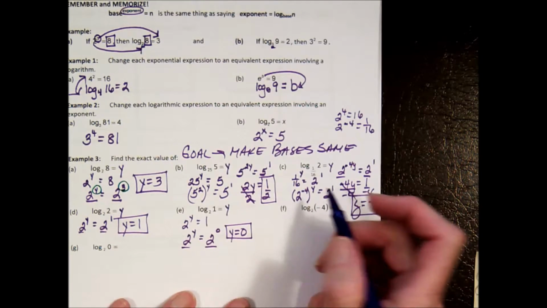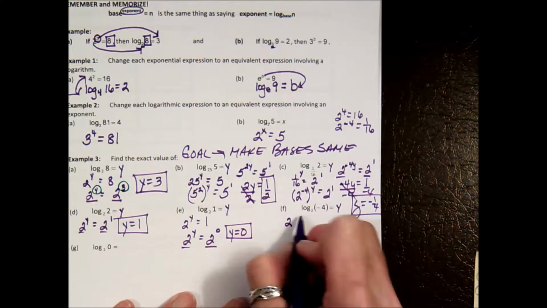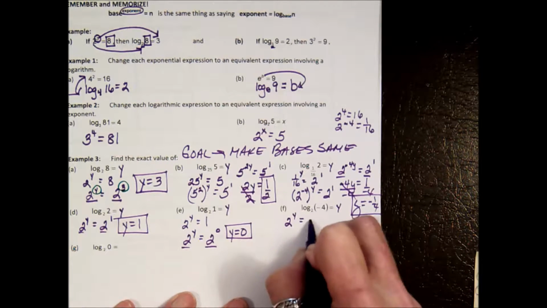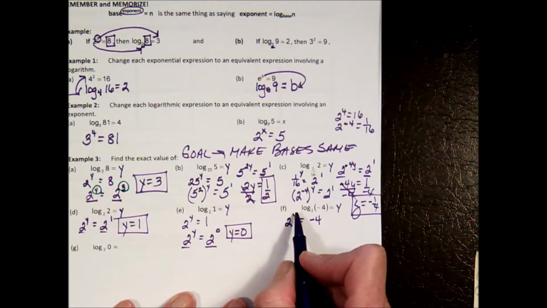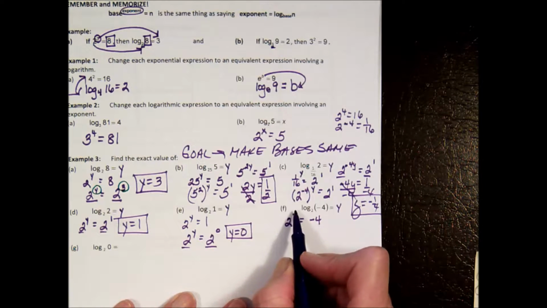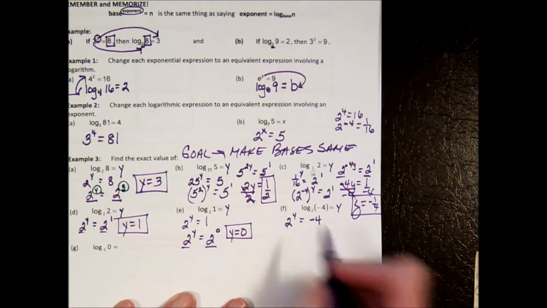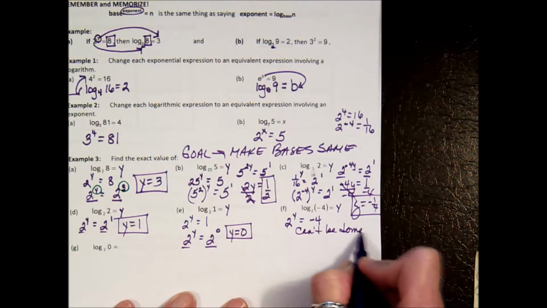Here, I have my base of 2. Let's set it equal to y. 2 raised to y equals negative 4. Is 2 to any power equal to negative 4? Think about it. 2 to the 0 would be 1. 2 to the negative 1 would be 1/2. 2 squared would be 4. I can't get a negative. This one can't be done. It's impossible. Can't be done.